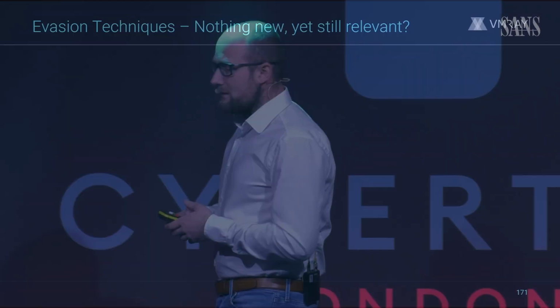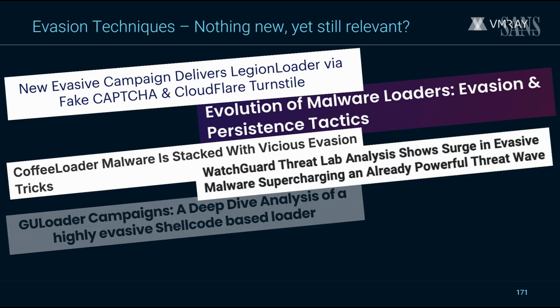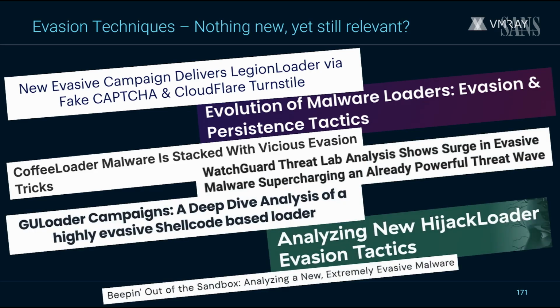Well, if we just Google a little bit and look through blog posts and research results of malware family research, there are a lot of headlines and titles that mention evasion. What do we have here? We have a highly evasive shellcode loader. It's extremely evasive malware. So this is actually out there everywhere.